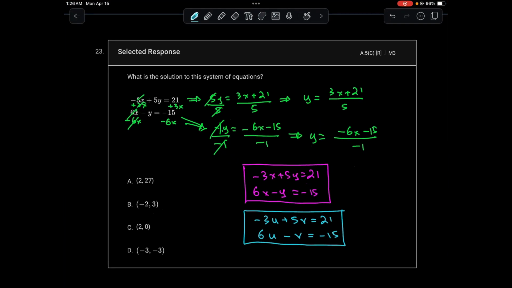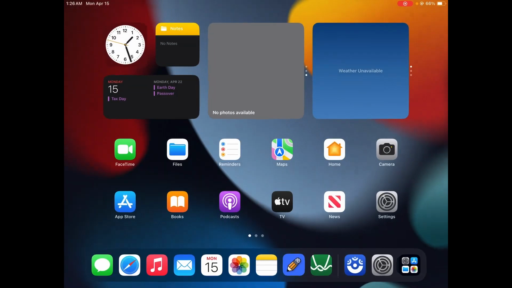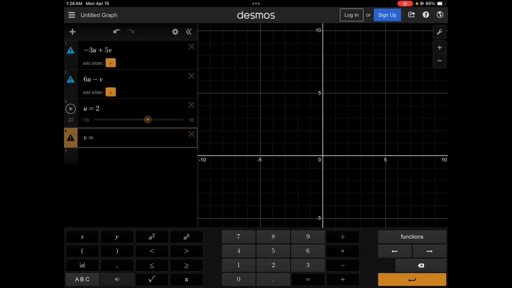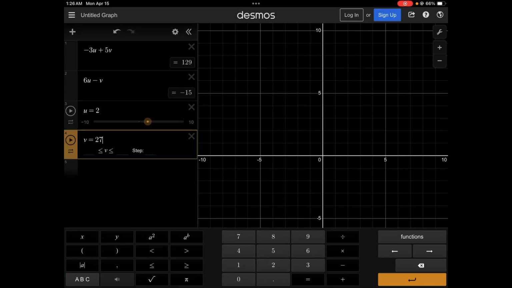Okay, now I'm going to check the options one by one. Okay, first is 2, 27. So I'm going to put u equals 2 and v equals 27. Immediately it's going to give me an answer. You see at the top two tabs, now I have an answer. But is it true or is it not true? I have to compare those numbers with what I expect.